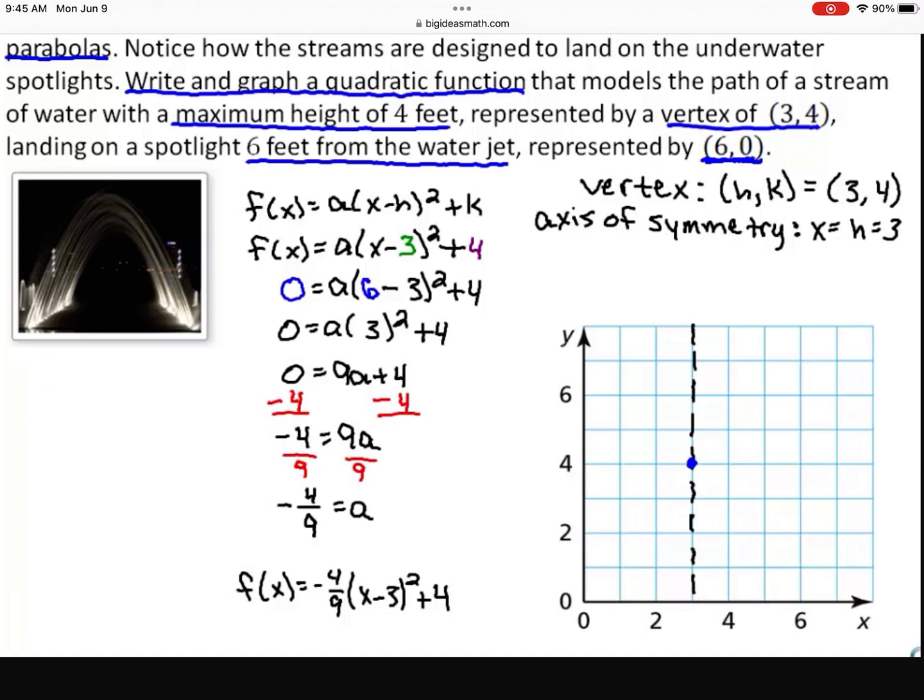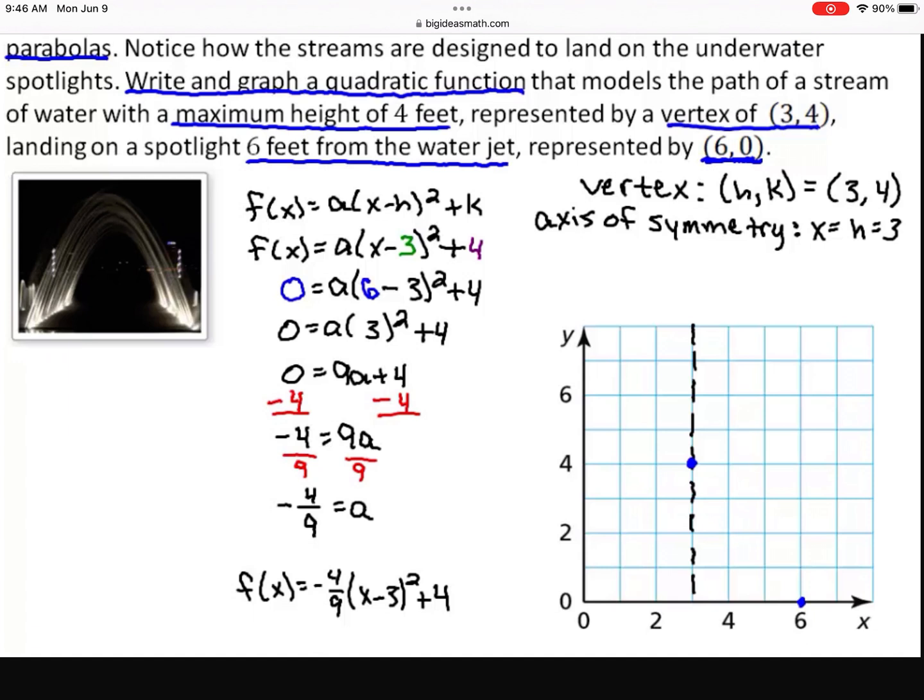Because the x-axis represents the water surface, the graph should only contain points with non-negative values of f of x. You know that (6, 0) is on the graph. To find another point, choose an x value between x equals 3 and x equals 6, then find the corresponding value of f of x.